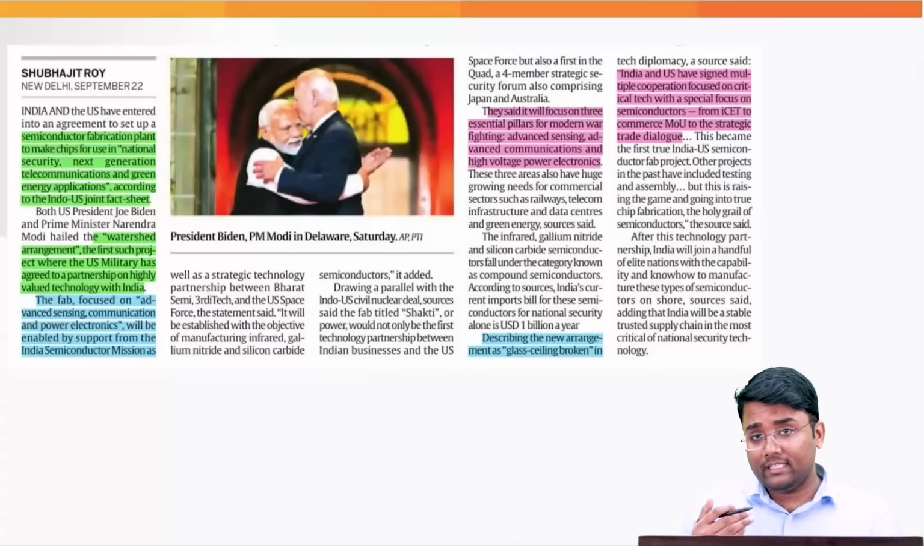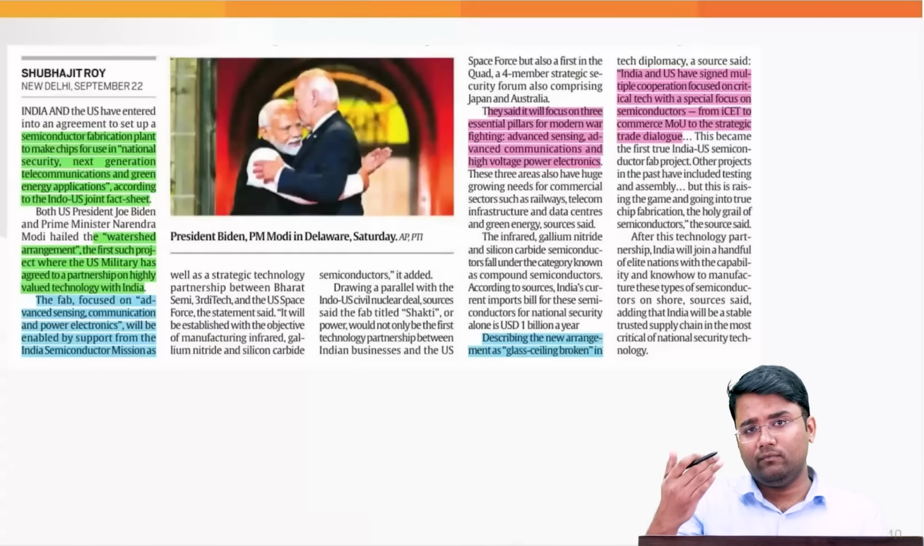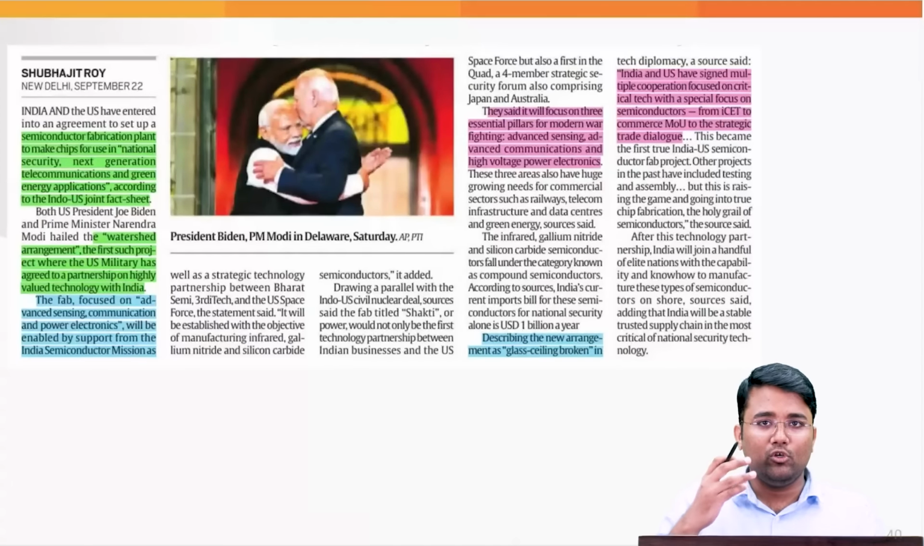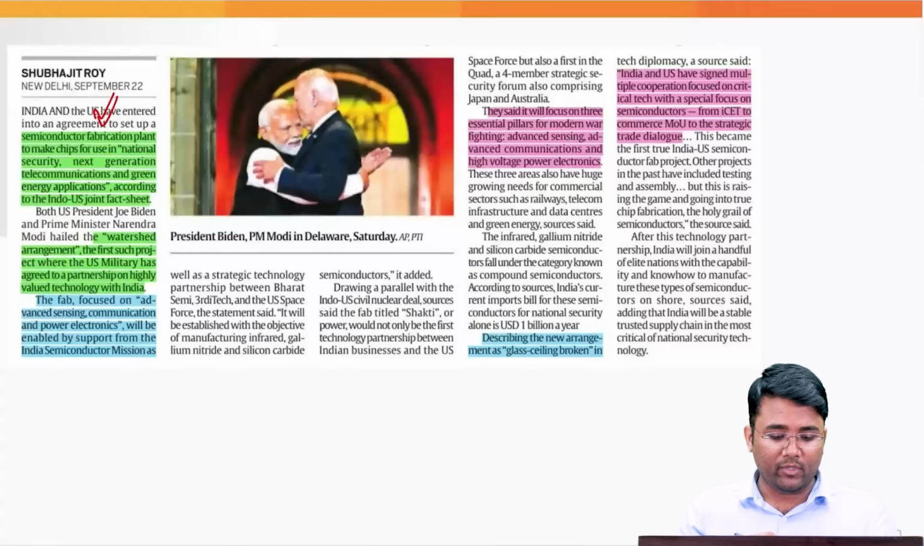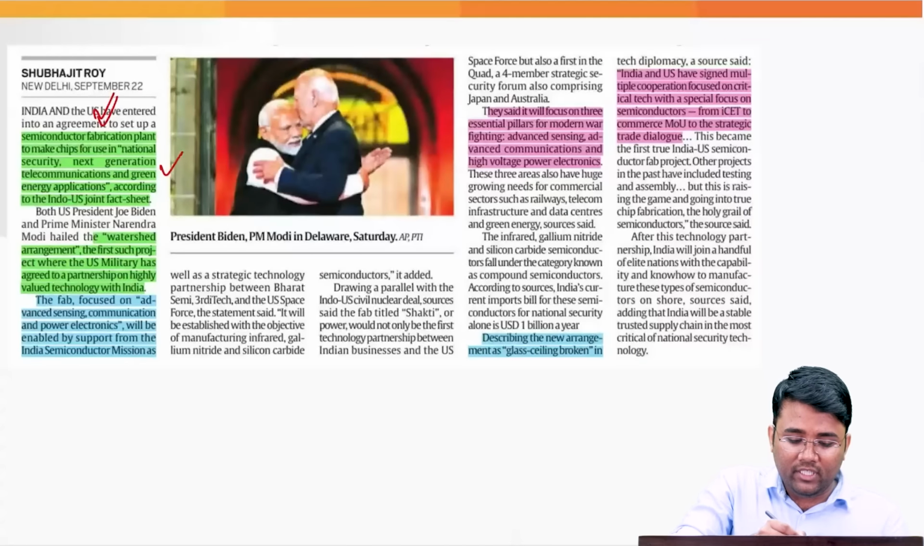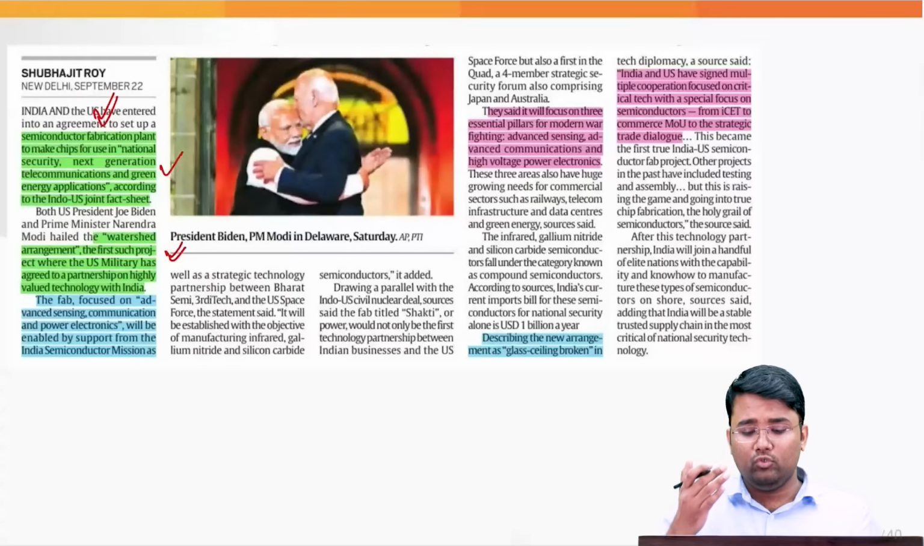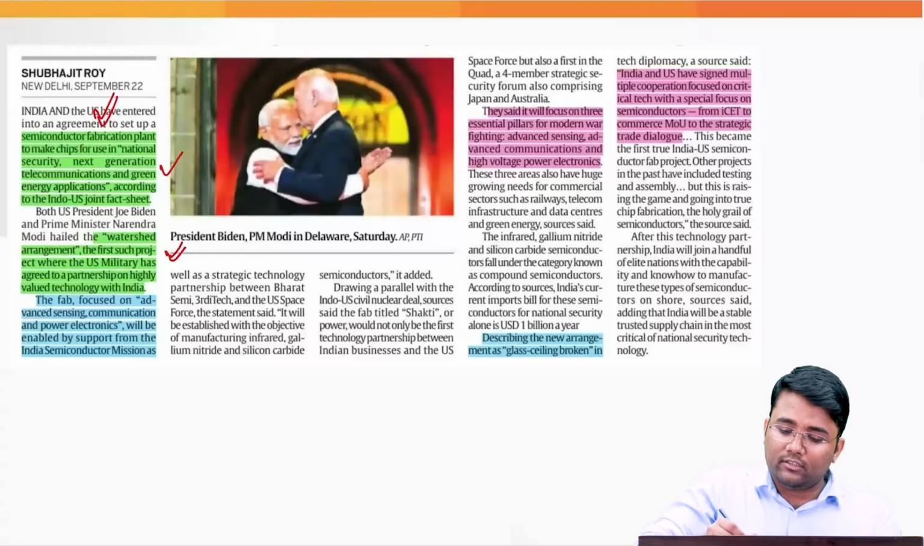India, as you would be knowing, Prime Minister Modi has visited the United States, and a lot of agreements have been signed with regard to the semiconductor fabrication plant to make chips for use in national security, next-generation telecommunication, green energy applications. Also, various agreements have been signed by the US military and India.